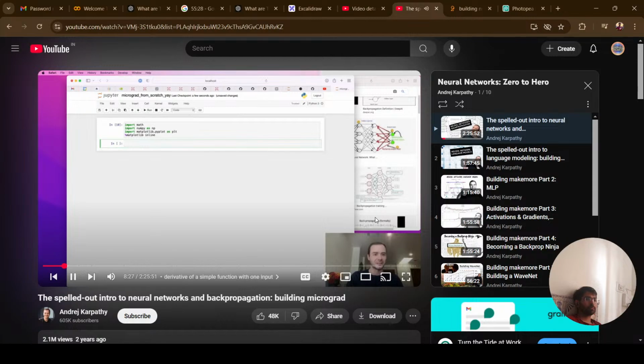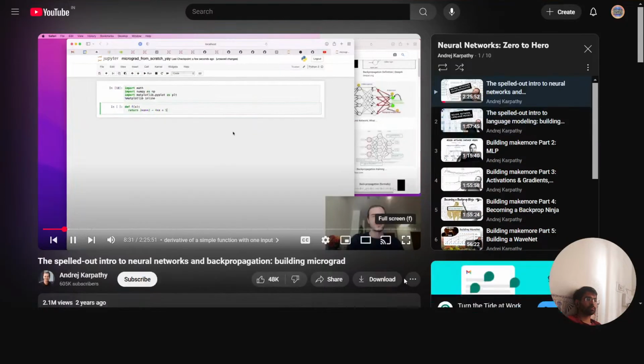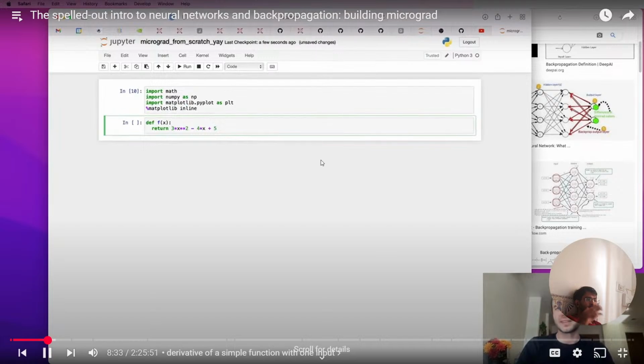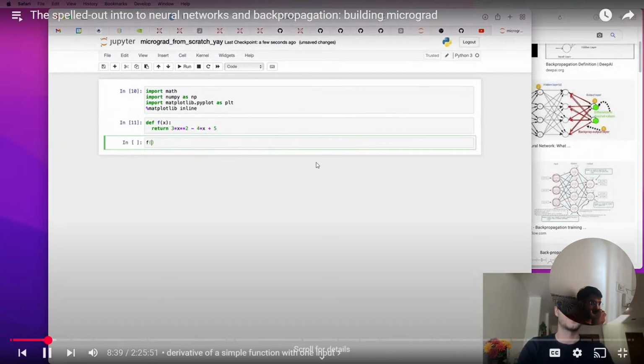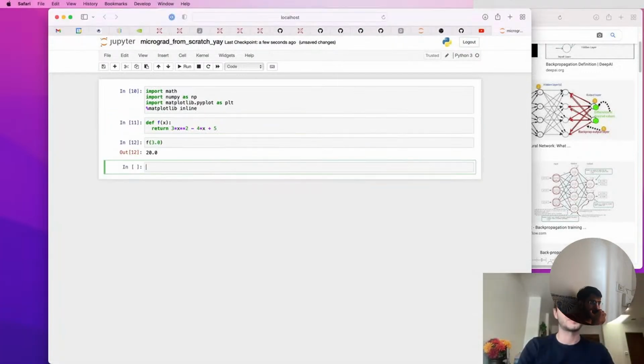Define a scalar valued function, f of x, as follows. I just made this up randomly. I just wanted a scalar valued function that takes a single scalar x and returns a single scalar y. And we can call this function, of course, so we can pass in, say, 3.0 and get 20 back. Now, we can also plot this function to get a sense of its shape.